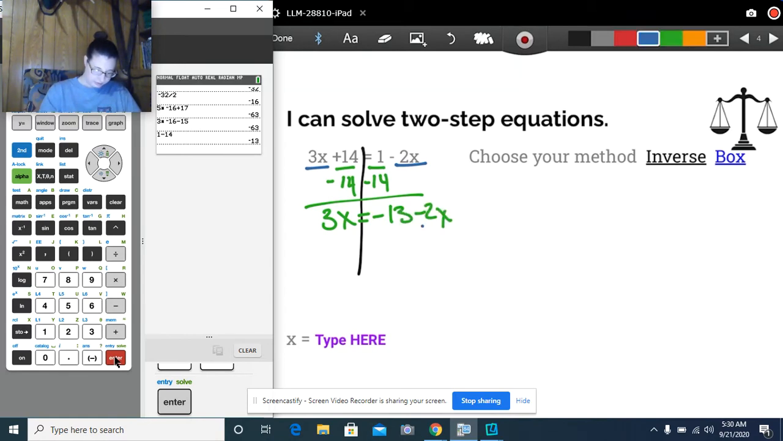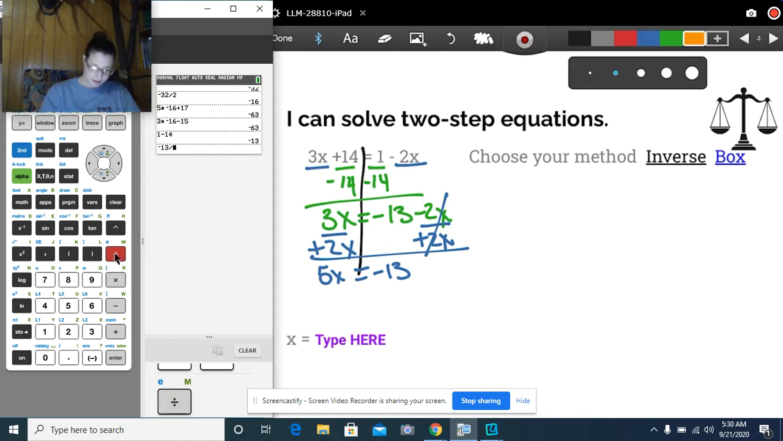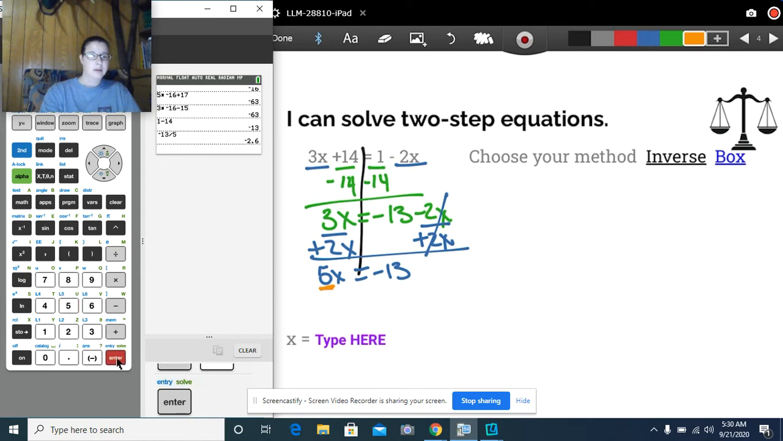Now to get rid of this x on the right side, I'm going to make it a zero pair by adding 2x. And those cross each other out, and I've got 5x is equal to a negative 13. I definitely don't know this off the top of my head. Negative 13. I'm going to divide that by the coefficient there. And I've got that x is equal to negative 2.6.